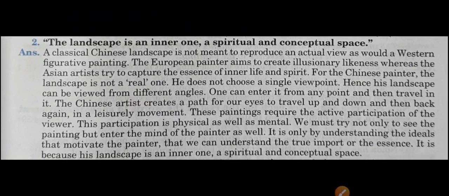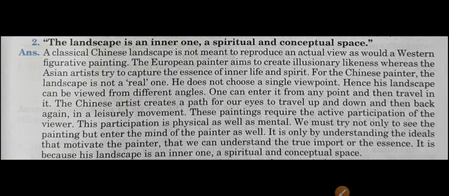Next question, children. The landscape is an inner one, a spiritual and conceptual space. A classical Chinese landscape is not meant to reproduce an actual view, like a Western painting. The European painter aims to create illusionary likeness, which I have already explained to you. Alright, children, the European painter wants likeness, but the Chinese painter wants his painting to belong to inner life and spirit. For the Chinese painter, the landscape is not a real one. It does not choose a single viewpoint. Hence, this landscape can be viewed from different angles. One can enter it from any point and then travel in it.